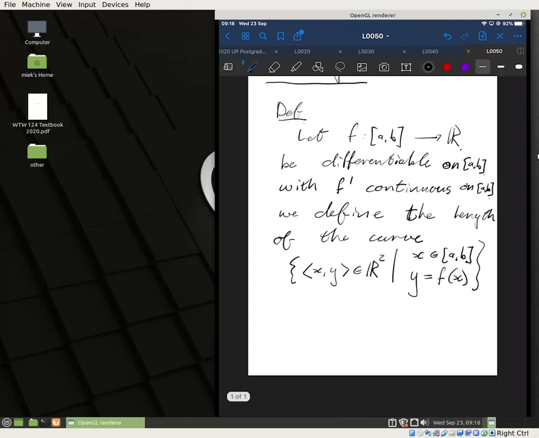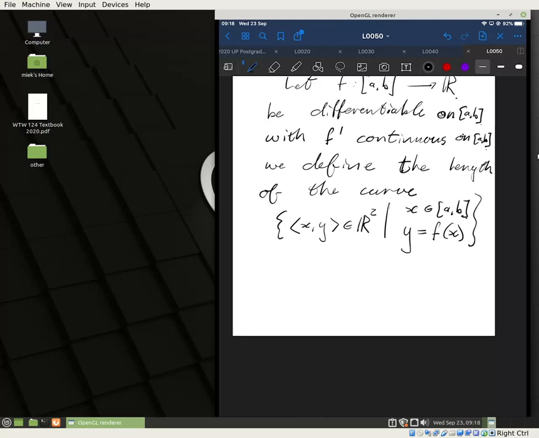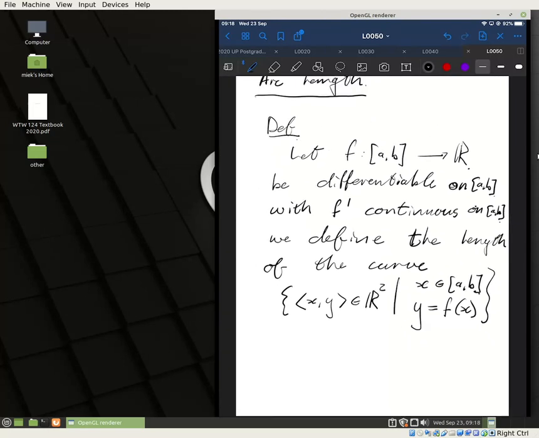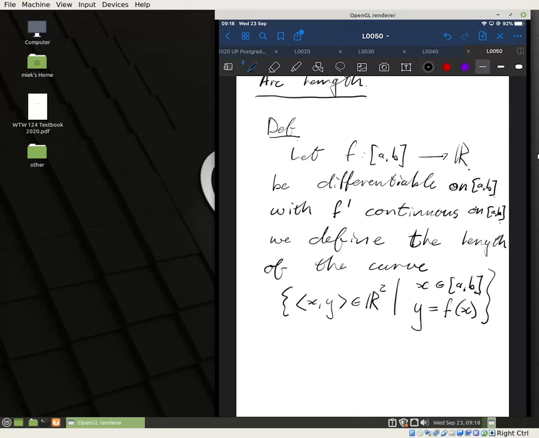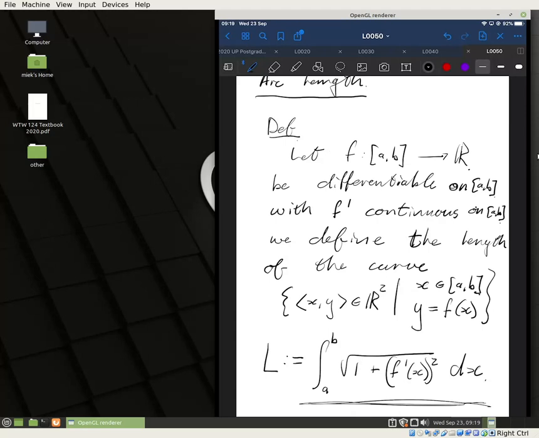So we define the length of this curve, and now always remember, what is a curve? A curve is a set of points. So here we have written a set of points in set builder notation, and the length of this curve we define as, we use the symbol L, and we define the length as the following integral. So 1 plus the derivative of f of x squared dx. Okay, so here we have given the definition of arc length. So we can use this expression to work out the length of the curve given by the graph of the function f.